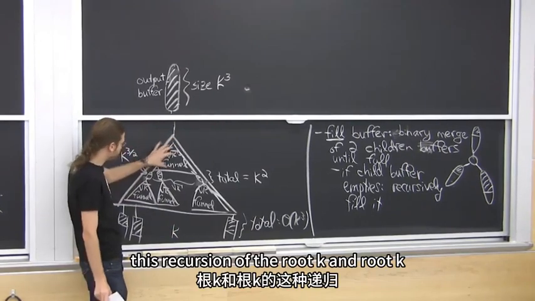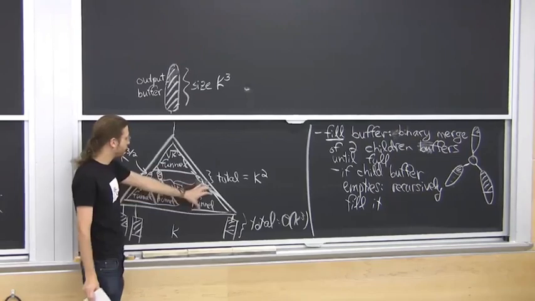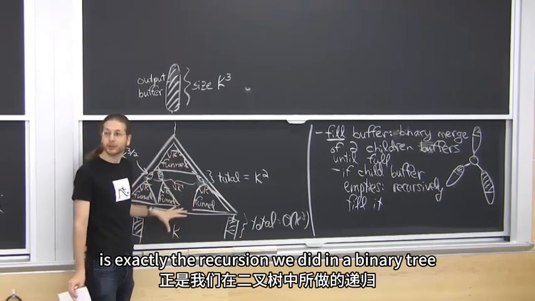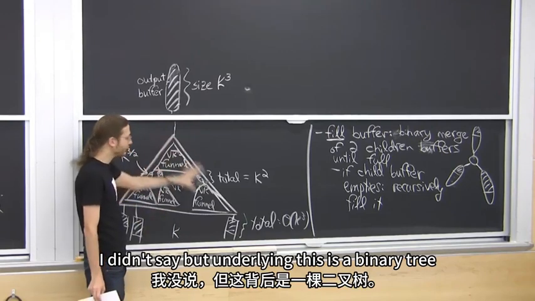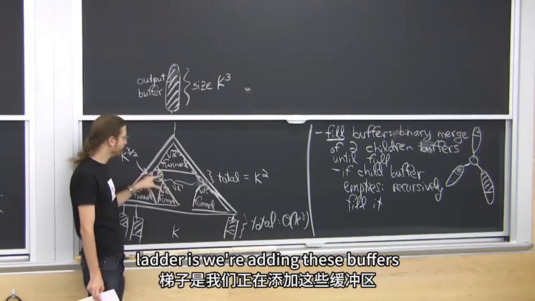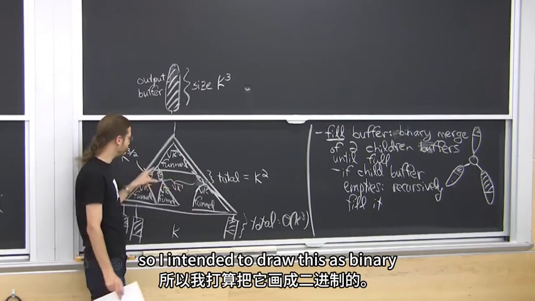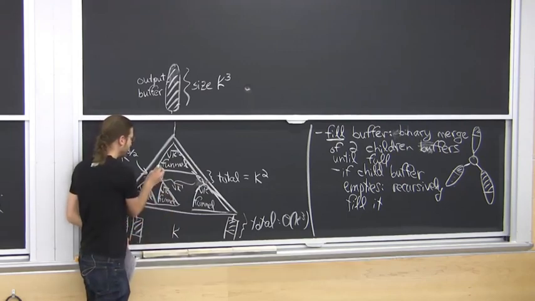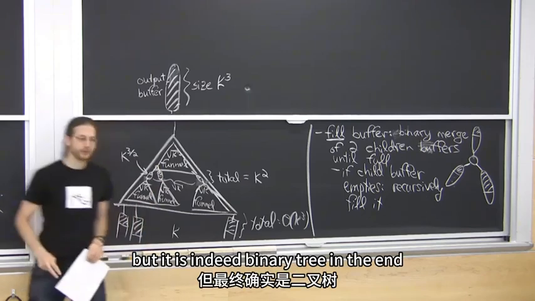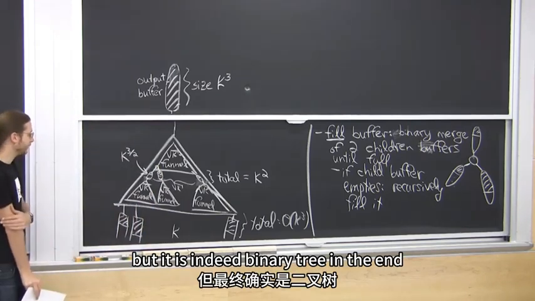This recursion of the root k and root k child triangles of size root k is exactly the recursion we did in a binary tree. I didn't say, but underlying this is a binary tree. The only difference between this and a van Emde Boas layout is we're adding these buffers. So I intended to draw this as binary. It's a little hard to tell because I didn't draw the base case, but it is indeed a binary tree in the end.